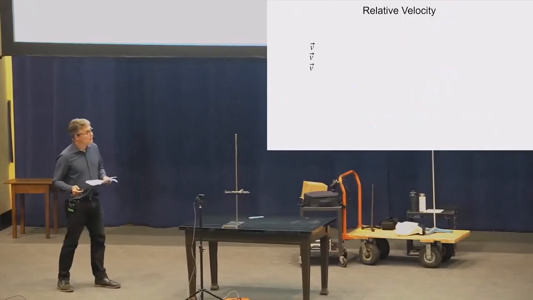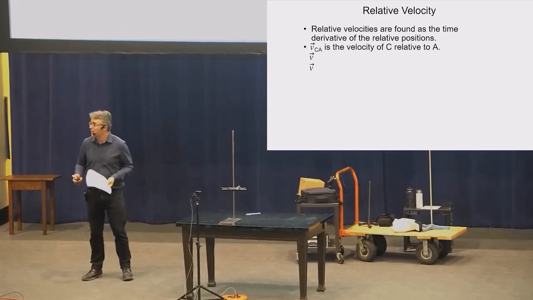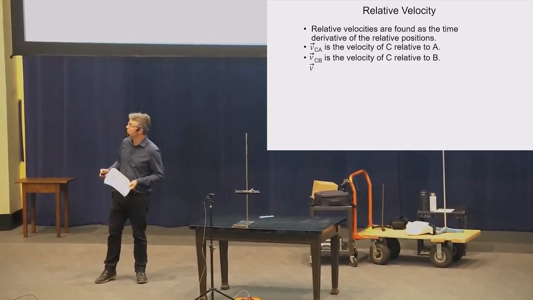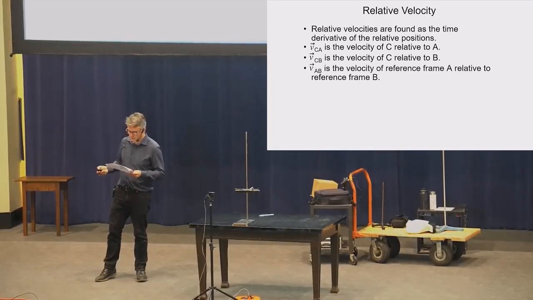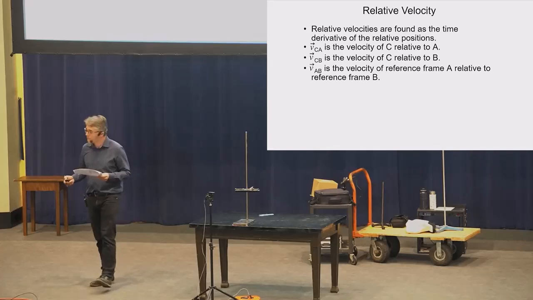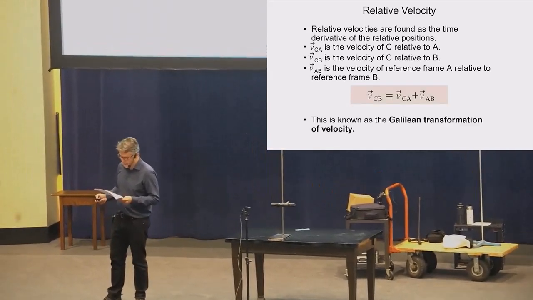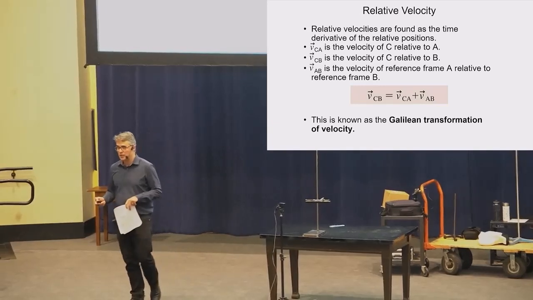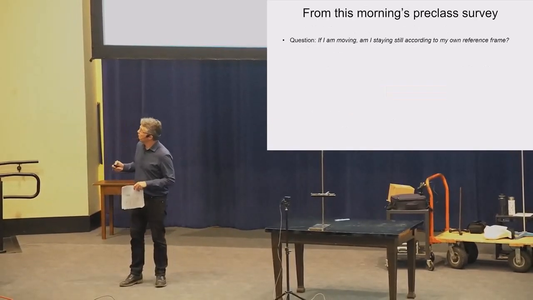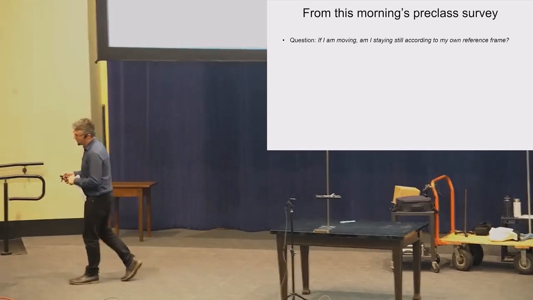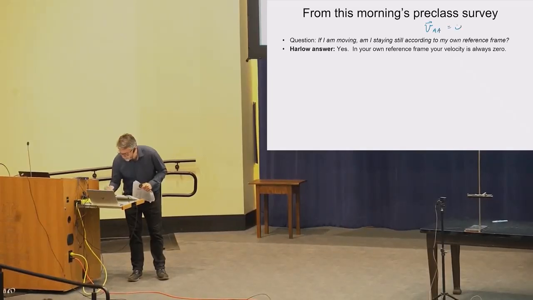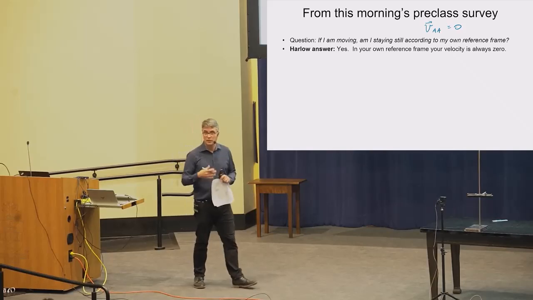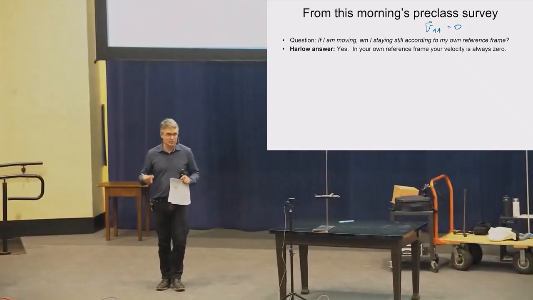And if we take time derivatives of all these, we get these velocities that we talked about last time. Basically, relative velocities are the time derivatives: VCA, the velocity of C relative to A, VCB, the velocity of C relative to B, and VAB, the velocity of A relative to B. And there's this transformation that looks like that, and that's known as the Galilean transformation of velocity. One interesting thing: if I am moving, am I staying still according to my own reference frame? I think that's a cool thing. Velocity of A relative to A is 0. You're always perfectly still in your own reference frame.